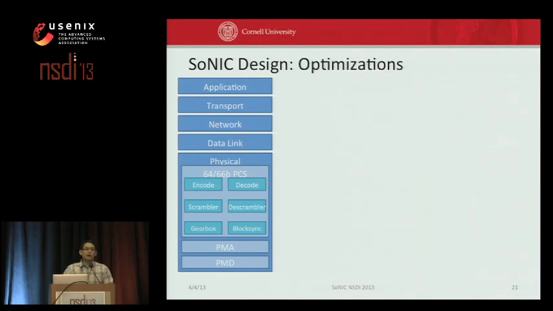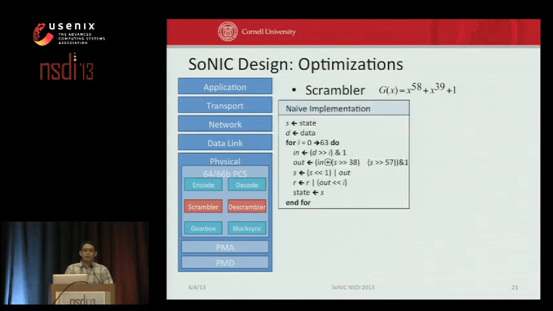And this design was not enough. We had to do a lot of optimization to support real-time capability. We did a lot of optimizations on each functional block of our design. For example, a scrambler takes 59 bits to produce 1 single output bit. This is a very fine-grained state dependency, and it could easily become a bottleneck of the SoNIC design.